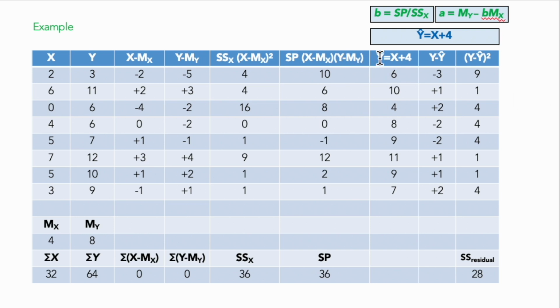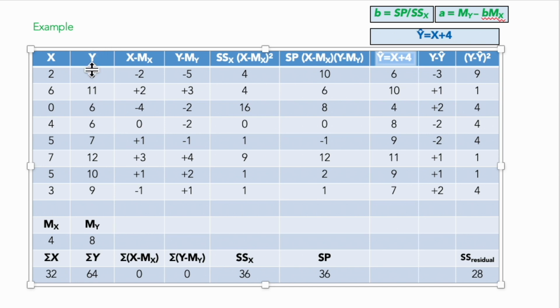Now y hat equals x plus 4, so get all these x values. Now you have to calculate y hat for every x value. So substitute every x value here and add 4, and then you can get the y hat value. So for example, if you put 2 instead of x here, y hat is 2 plus 4, that is 6. Here x is 6, so then y hat should be 10, because you are using this equation to come up with these y hat values. And these are the y hat values.